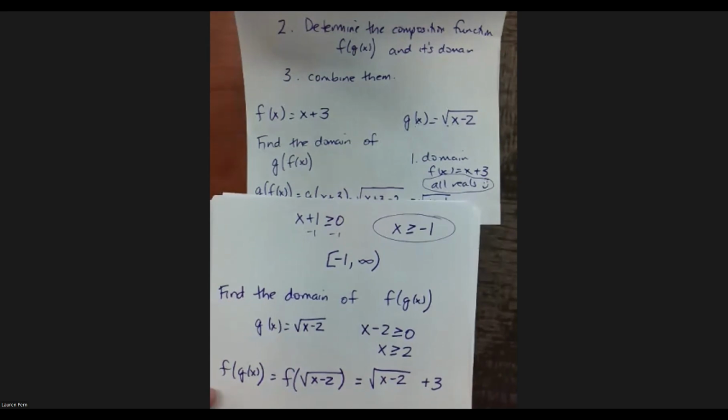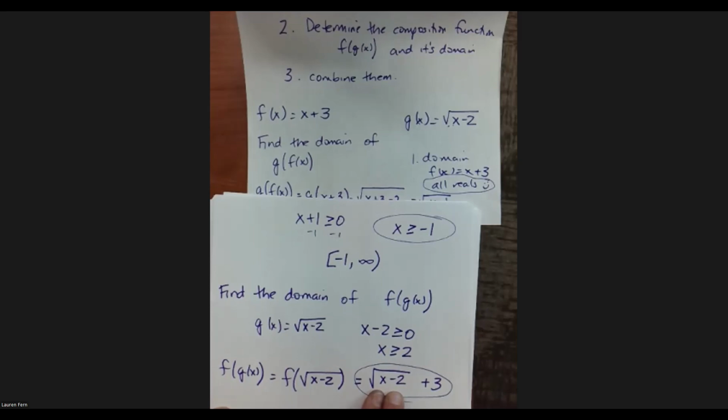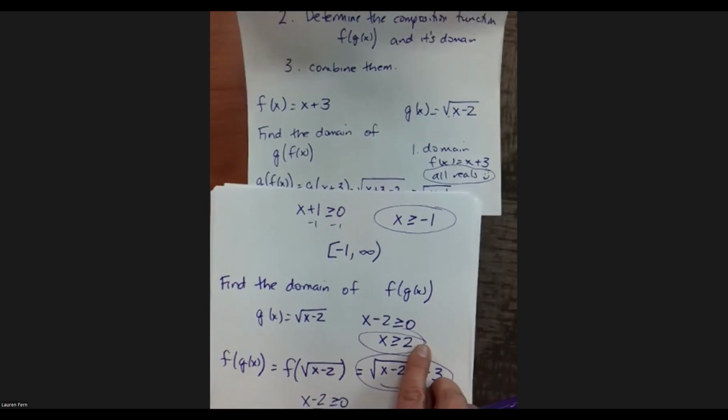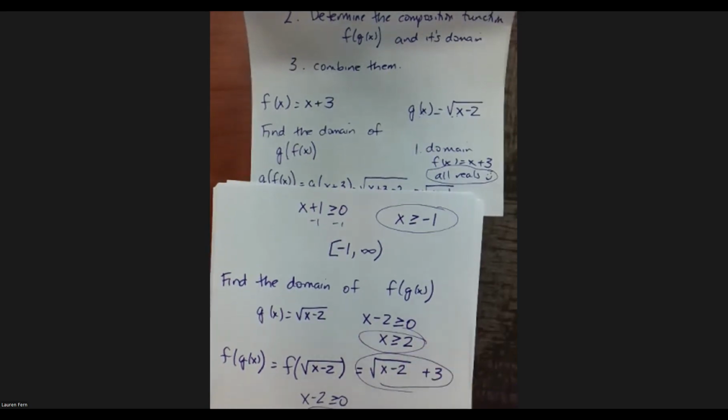You with me there? Okay, do I have any domain issues with this new function? Sure do. I got a radical. What do I have to take note of? It can't be negative. Notice adding this 3 at the end doesn't affect anything about what we're legal to plug in. So here's the domain of my composition. Well, if I take these two and put it together, they're the same thing anyway. Isn't it 2 off to infinity?